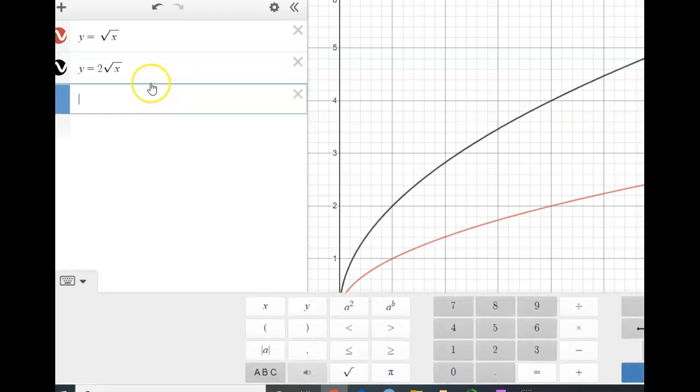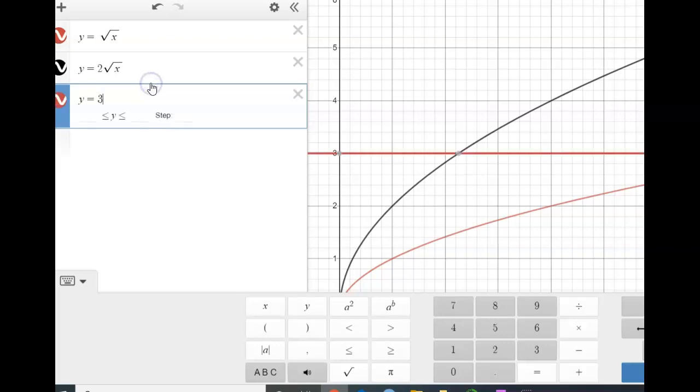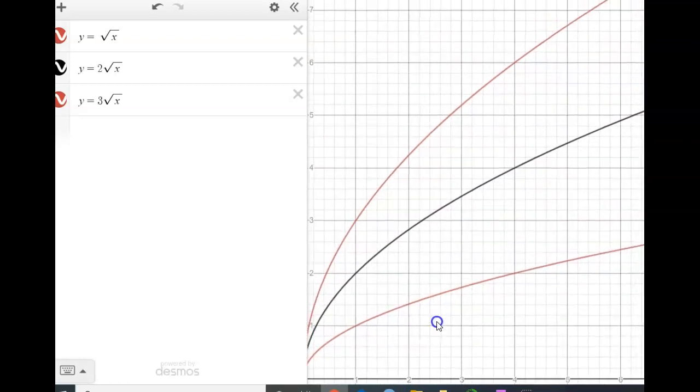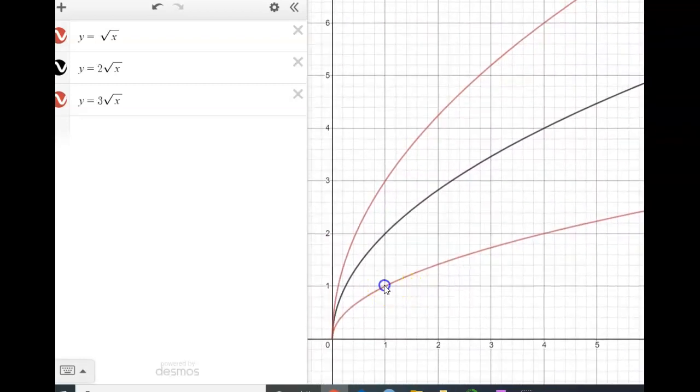Now, what would happen if I enter, let's say, a 3? Then it's going to stretch it vertically even more, and you could see that behavior right here. So every y value, for example, on the parent function, here the y value was a 1. I'm trying to locate that point. Okay, and so on the vertical stretch by a factor of 3, that y value is going to be a 3. There we go. Now the y value is a 3.